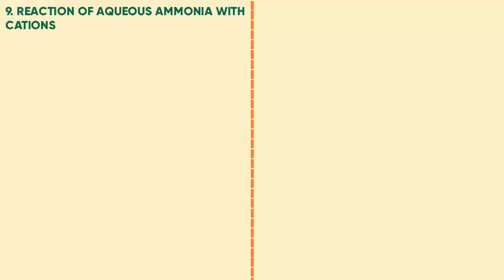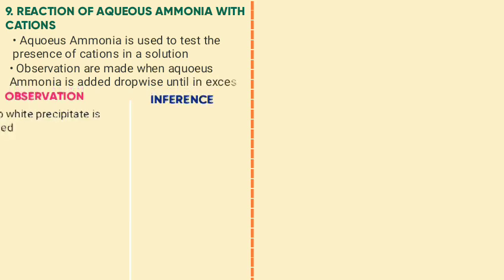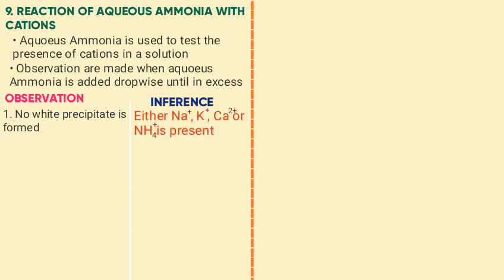Now, reaction of aqueous ammonia with cations. Aqueous ammonia is used to test for the presence of cations in a solution. Observations are made when aqueous ammonia is added dropwise until in excess. The first type of observation is that no white precipitate is formed. The cations likely to be present are sodium ions, potassium ions, calcium ions, or barium ions.